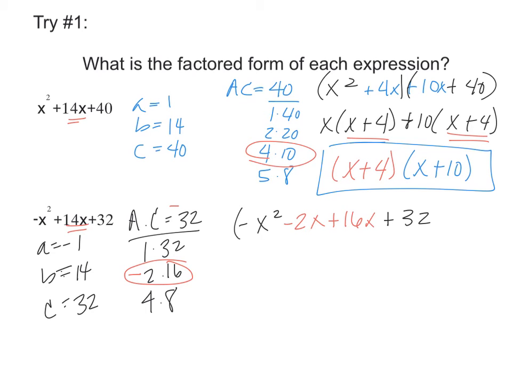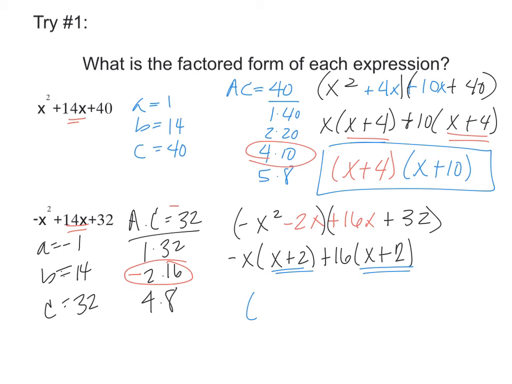Okay, we're going to group the first two and the last two. I can take from the first one a -x. I'm then left with x plus 2. Then from the next one I can take a positive 16, and I'm still left with x plus 2. That's great because x plus 2 is what I wanted, so I have an x plus 2. And then I have what's left over, which is -x plus 16.